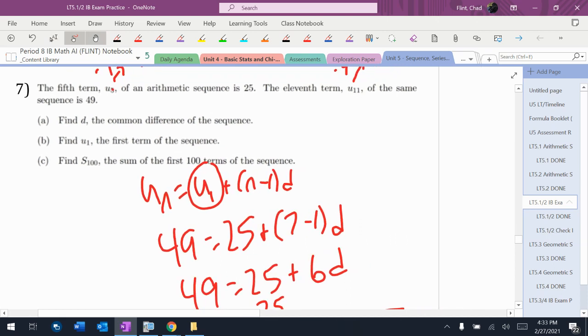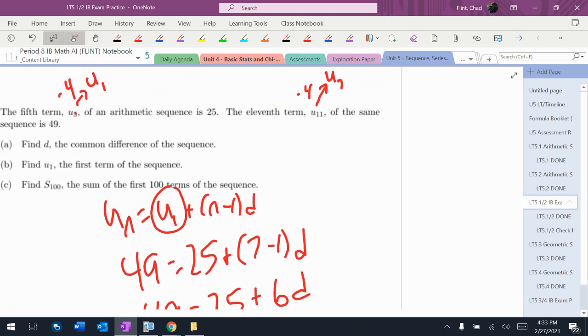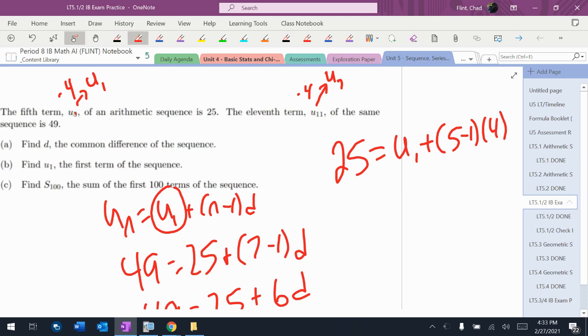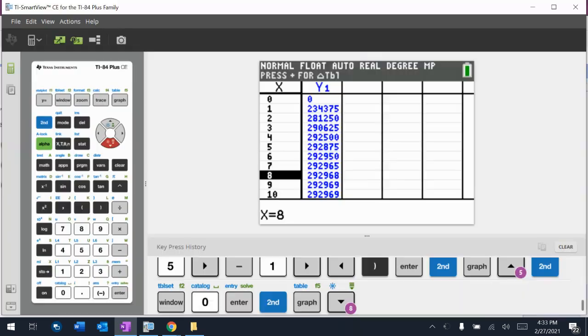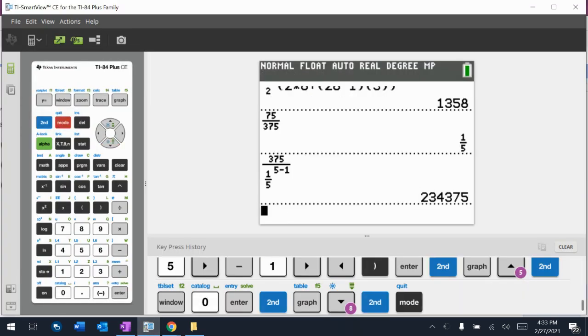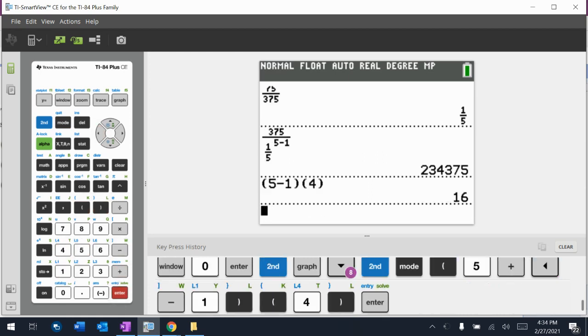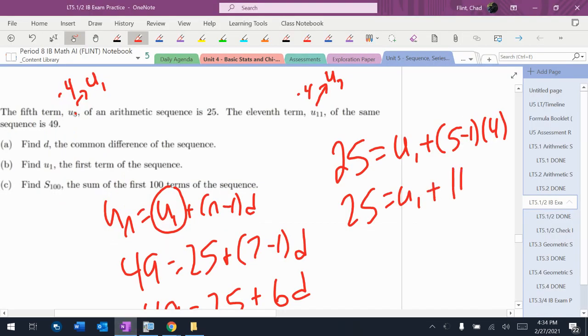Then it says find U1. I can use either one of these terms, but now I go back to the original thing of it being U5. So the 5th term is 25, so 25 equals U1 plus, it's the 5th term, 5 minus 1 times 4. So I just found the common difference. So it's 25 equals U1 plus, and I'm going to put that in the calculator. It's going to give me 16, but I'm going to show you that it gives me 16. So 5 minus 1 times 4 is 16. 25 equals U1 plus 16, and then I subtract 16, and I get 9.